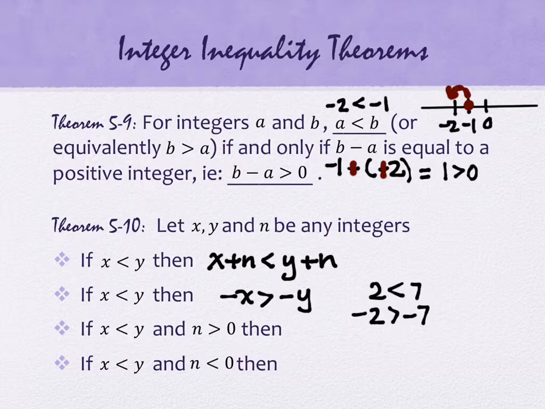However, on part C here, the third piece says that if you actually have a positive number, right? So x is less than y and n is positive and you multiply by it, the direction of the inequality stays the same. I need to move that.